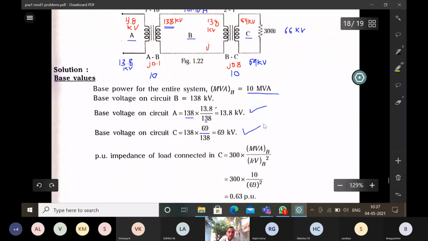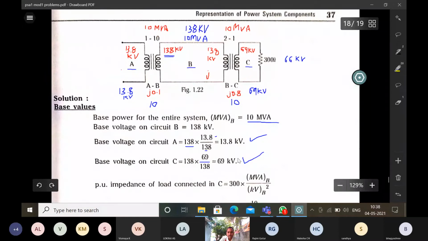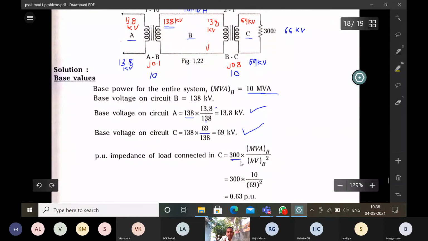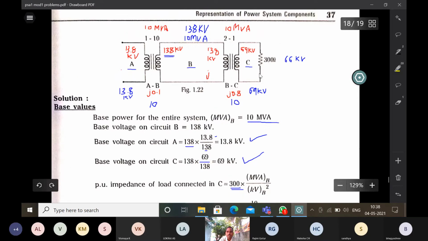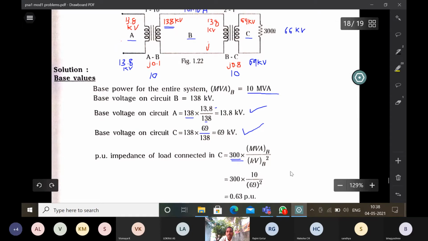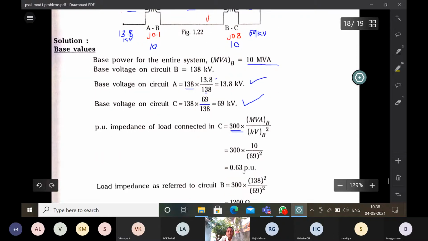Okay, this is over. Now the per unit impedance of the load that is connected at point C. The load is 300 ohm, that is the old value. Convert that ohm into per unit. So 300 into MVA base divided by kV square base. What is the MVA base and kV base on the load side? It is 10 MVA, which is the fixed new base value, divided by 69 kV squared.